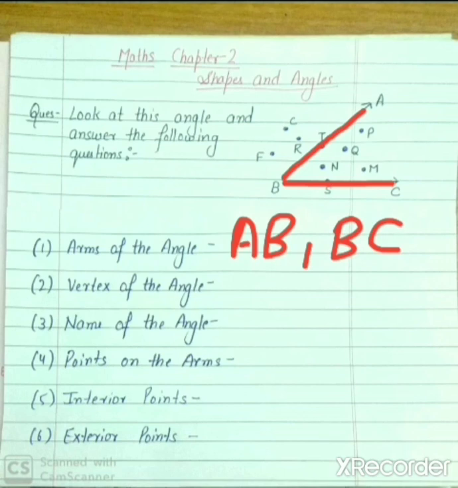Now next one is, what is the vertex of the angle? So what is common in these two rays? The first ray is AB, the second ray is BC. What is the common point in these two rays? Common point is B. So the common point is called the vertex of the angle. So what is the vertex of the angle here? B is the vertex of the angle.